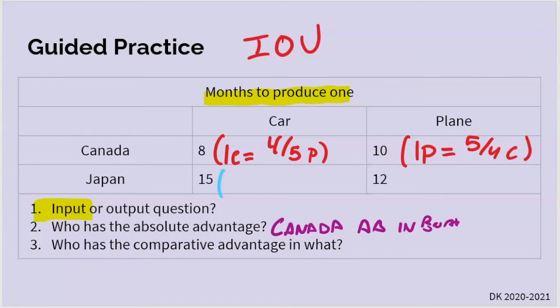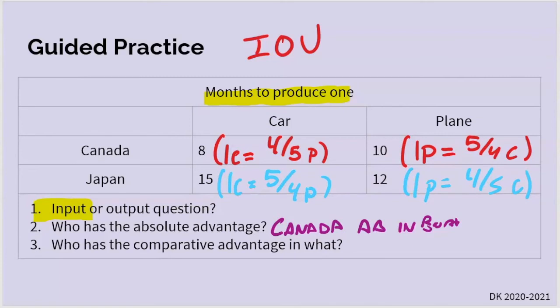Well, now let's look at Japan, right? For one car, what are they giving up? Well, here, the other number goes under, so 15 over 12, which is just 5/4 of a plane. Oh, wow. So this actually worked out really well. So for one plane, they're giving up 4/5 of a car.